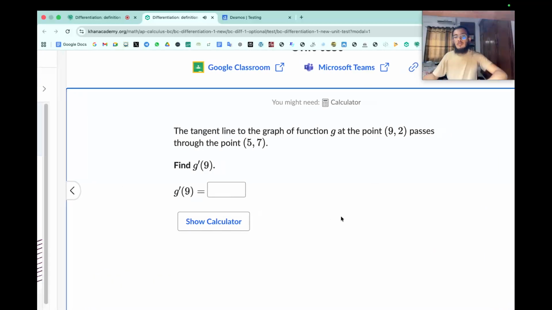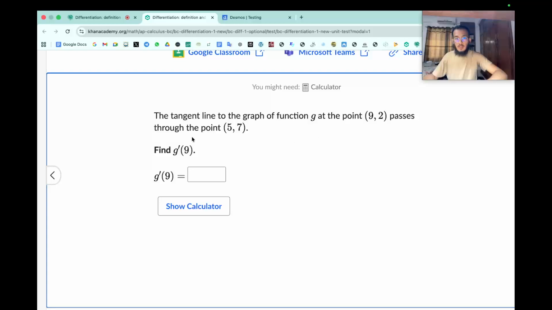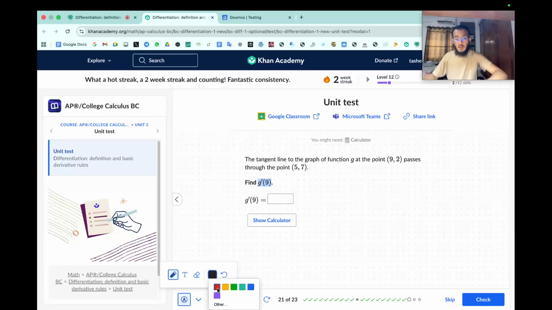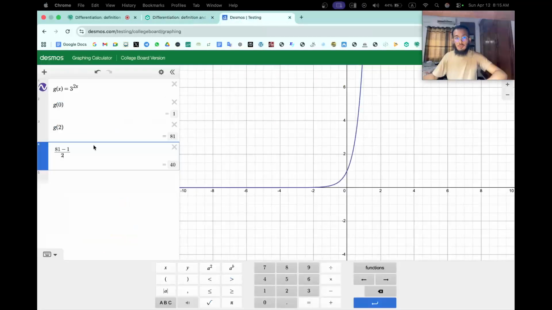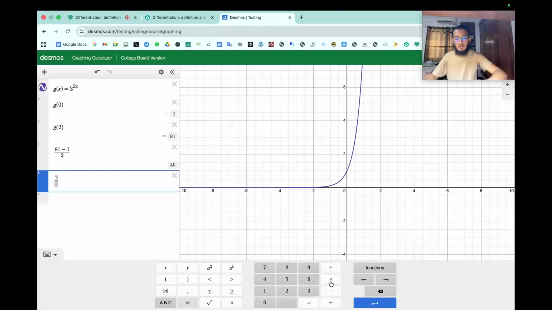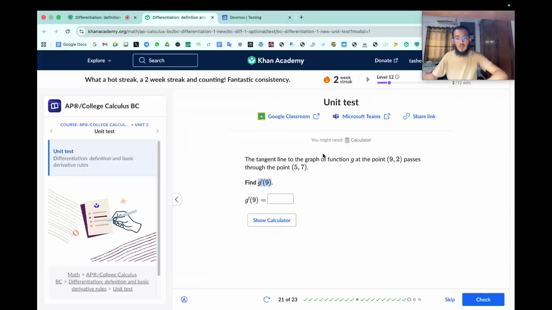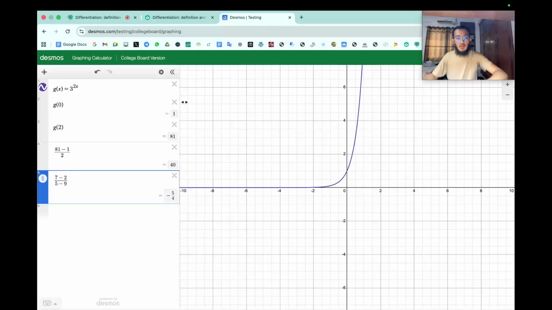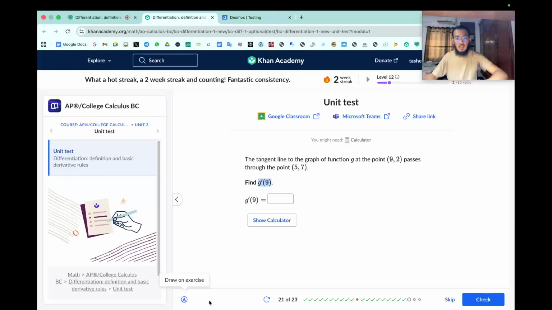The tangent of the graph of g at the point this thing passes through this thing. Find g prime 9. Okay, let's see what it is talking about. Basically, we have to find the gradient. So y2 minus y1, 7 minus 2, over x2 minus x1, 5 minus 9, is negative 1.5 or negative 5 by 4. But let's see what they are talking about.